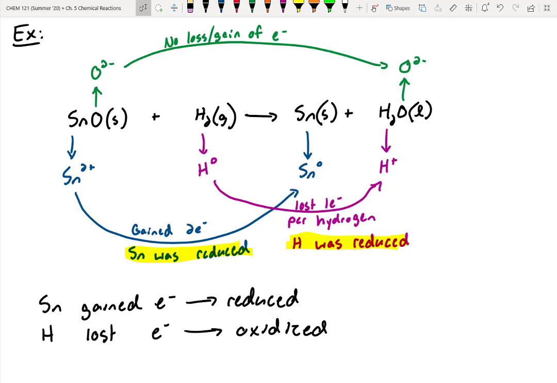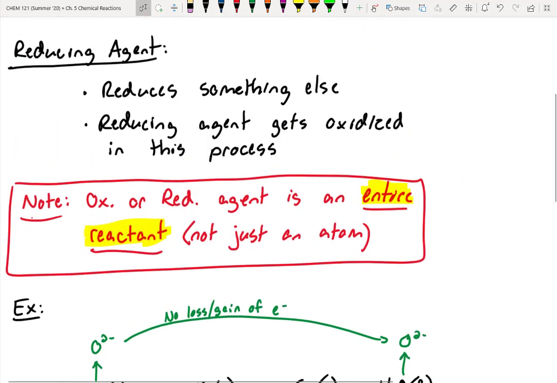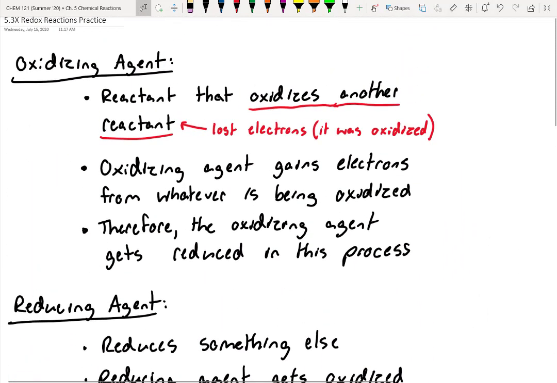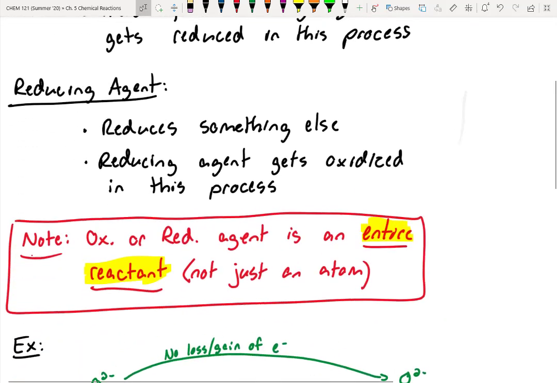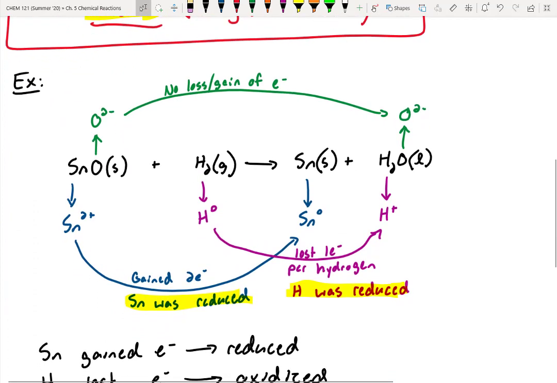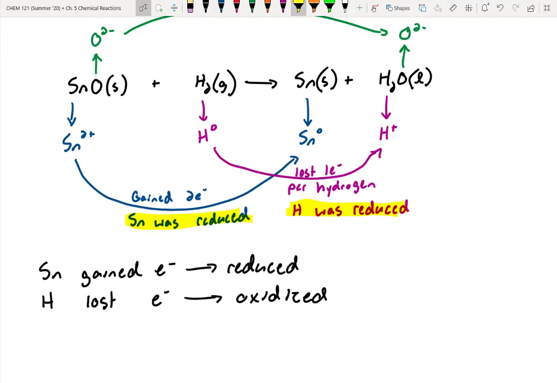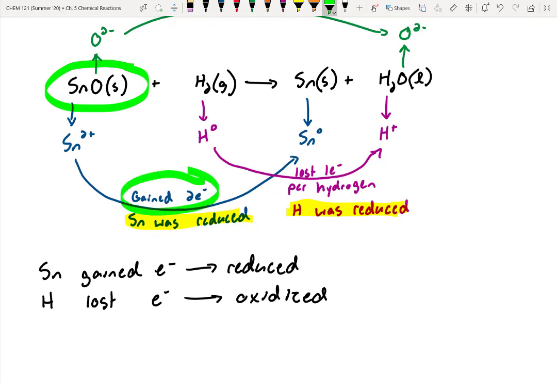Okay, so let's go back up and try to identify our oxidizing agents and reducing agents. And like I said, it's confusing because they're essentially flip-flopped, right? The oxidizing agent is the reagent that gained electrons during the reaction. So which reagent gained electrons? Well, I would say that the tin oxide gained electrons, right? Because we say right here that it gained electrons in this process.